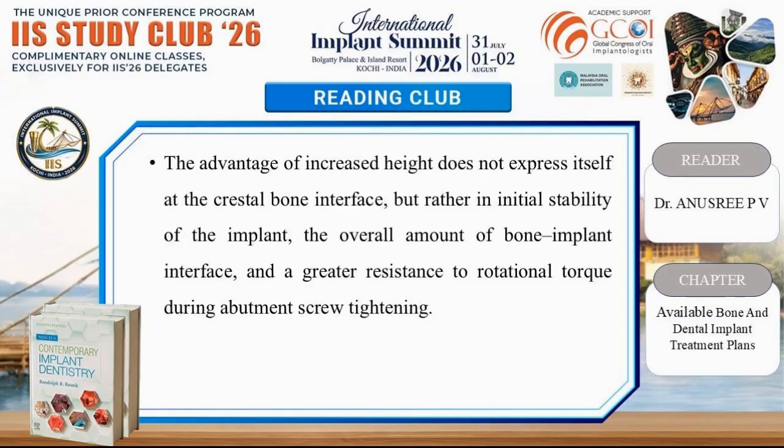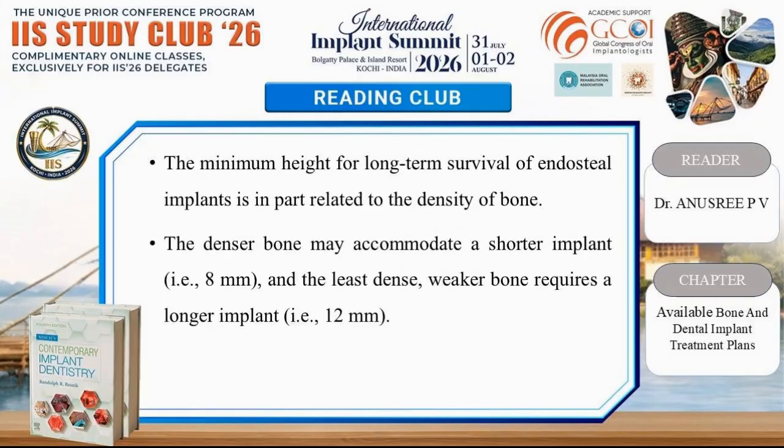The advantage of increased height does not express itself at the crestal bone interface, but rather in initial stability of the implant, the overall amount of bone-implant interface, and a greater resistance to rotational torque during abutment screw tightening. The minimum height for long-term survival of an endosteal implant is in part related to the density of bone. The denser bone may accommodate a shorter implant, and the least dense, weak bone requires a longer implant.